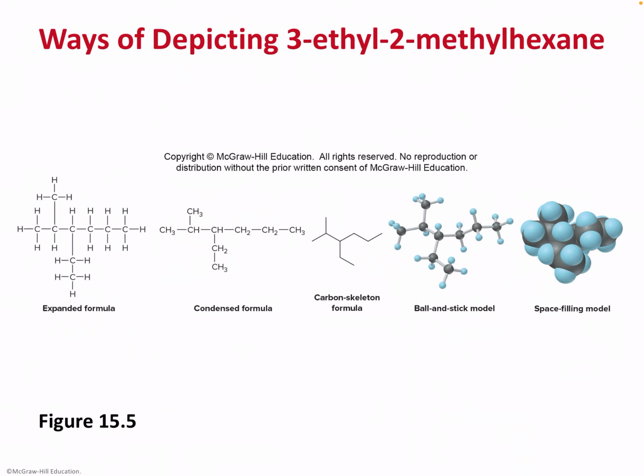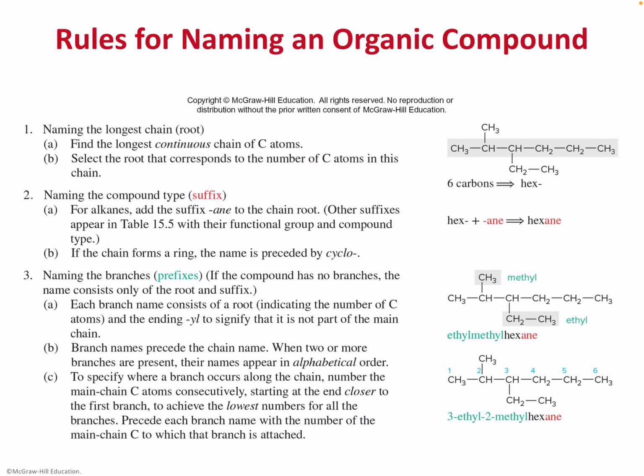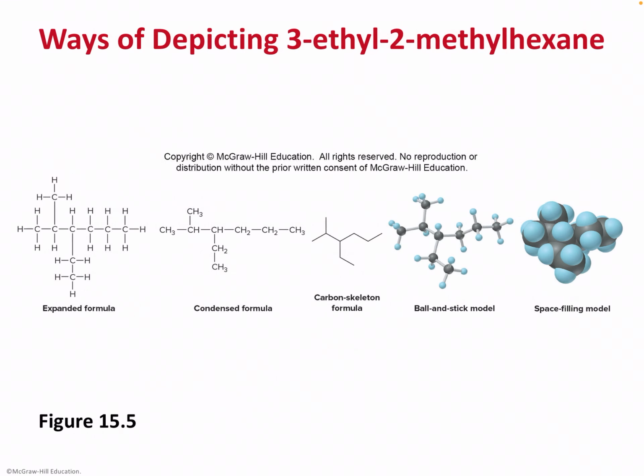Ways of depicting 3-ethyl-2-methylhexane. 3-ethyl-2-methylhexane is what we had named. Now let's see what are the ways that we can depict this structure. One way is this, similar to what you have seen in the previous one, the expanded form. So this is called expanded form.